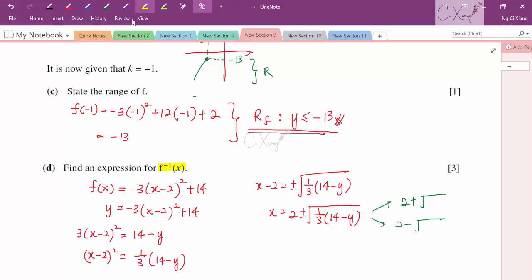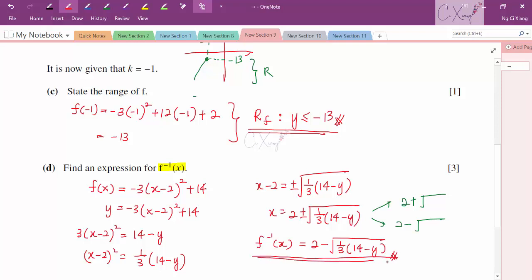Therefore, you can write it in this way, where the inverse function for the function f is actually 2 minus the square root of 1 over 3 times (14 minus y). Right, so this is how we decide the correct inverse function.